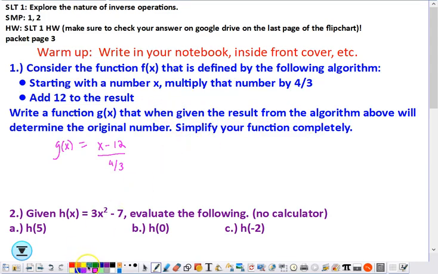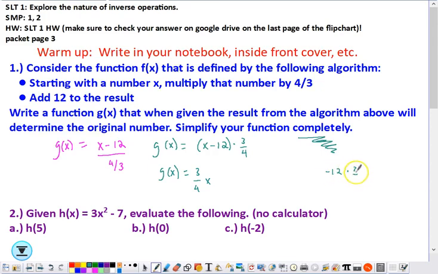But then I'm asked to simplify the function completely. So if I'm dividing by 4/3, that's the same as multiplying by the reciprocal. So I'm going to multiply by 3/4. Now, because it says completely, I need to distribute that 3/4. So I'm going to go 3/4 times x. So I have g of x equals 3/4 x. And then I have negative 12 times 3/4.